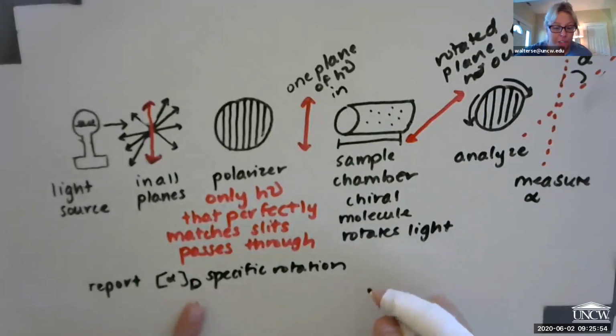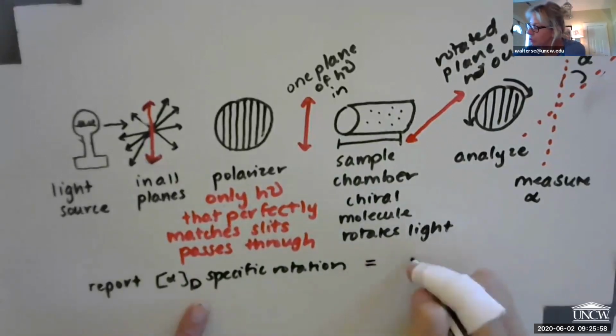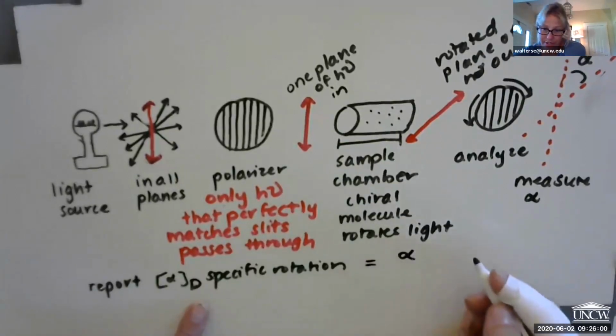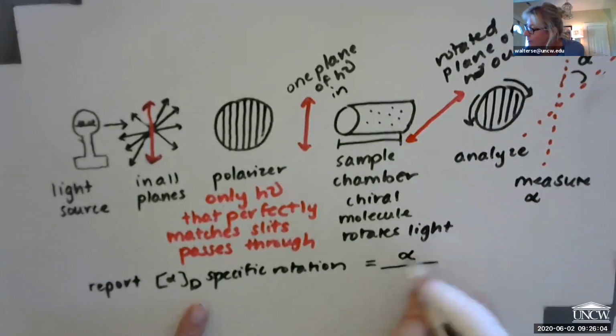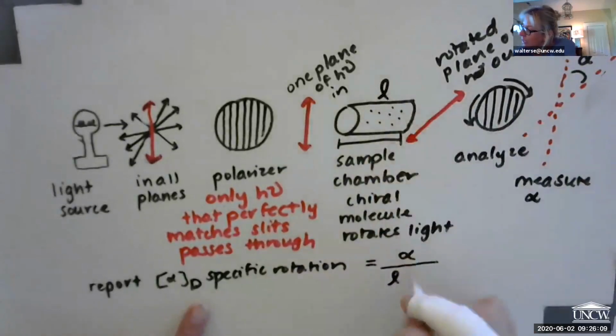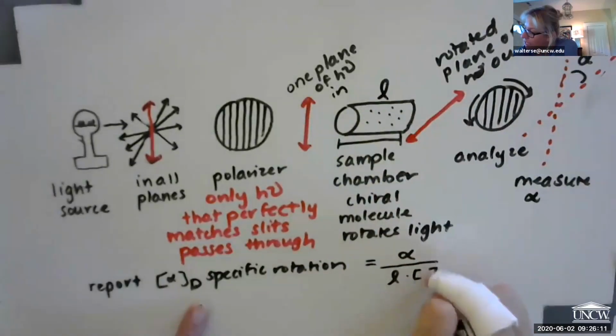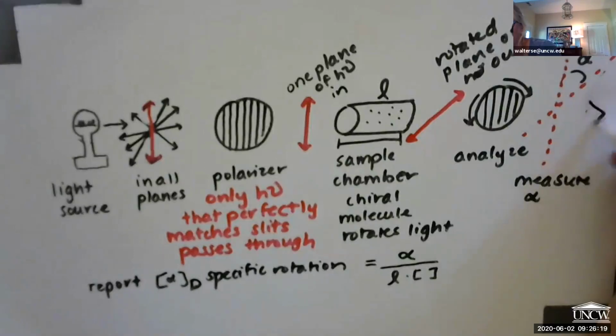So your specific rotation is going to be equal to your measured rotation, which is instrument dependent, divided by the path length, which is the length of the chamber, times the molarity concentration of your sample. And so that's how you would measure it. And the eyeball of the person obviously is right here.